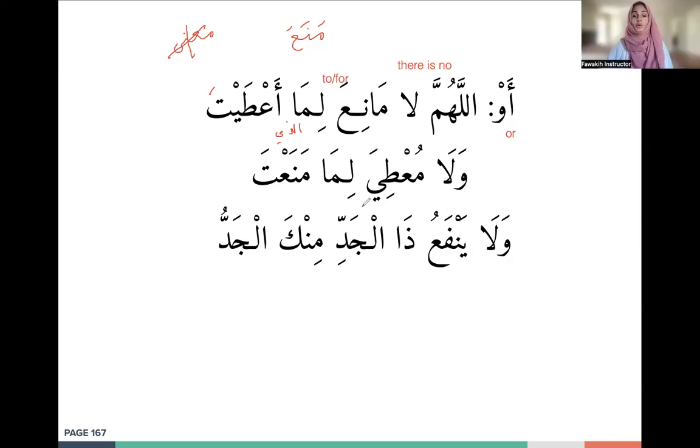ولا معطي لما منعت. Similar, there is no. Now look at this word معطي. Can you see how it has the same root here? Sajjad, what is the معطي? The one who gives. Very good. Just like musalli is a person who prays salah, a mu'ati is somebody who yu'ati, who gives. So there is no person who can act as a barrier to what you have given. There is no giver. Lima mana'at.